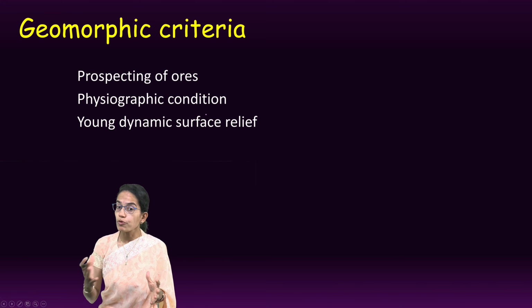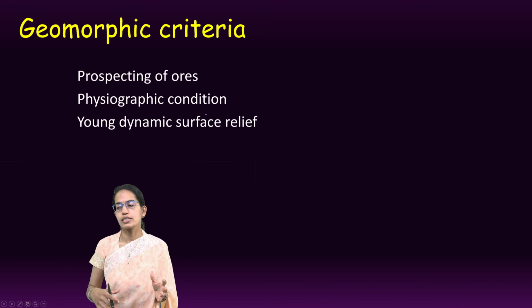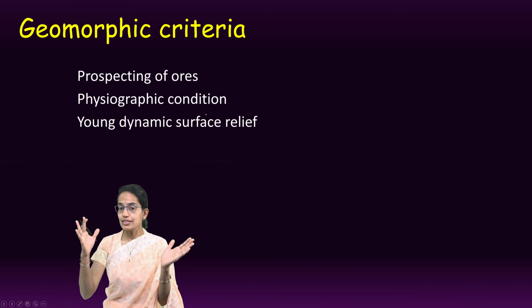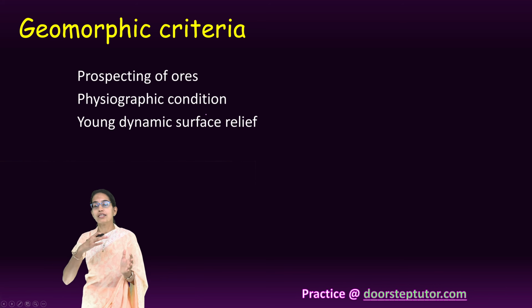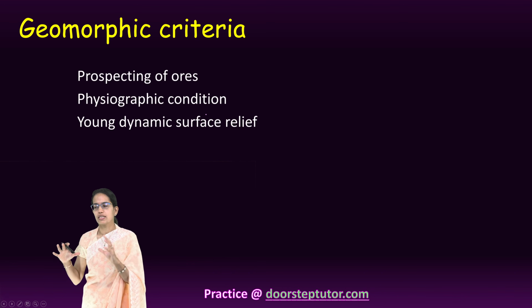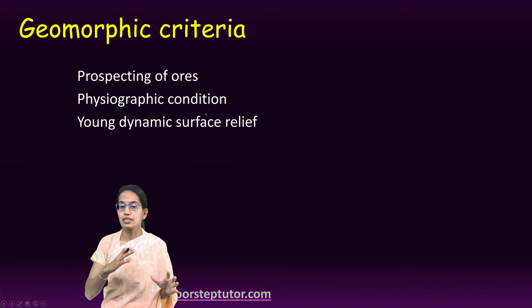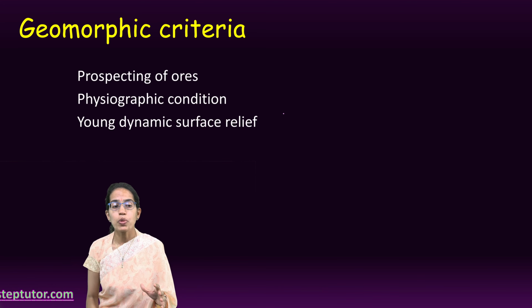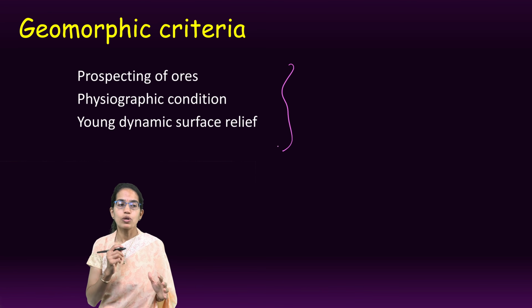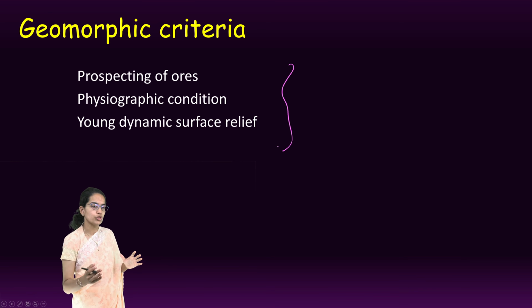The various morphometric analysis could also be utilized to understand the drainage pattern, the symmetry or the asymmetric structure of the valley, the slope, the river order, the drainage density, and the age and the origin of the various rock forms. So those are some of the things that you can take into account while you are writing a note on geomorphic criteria.